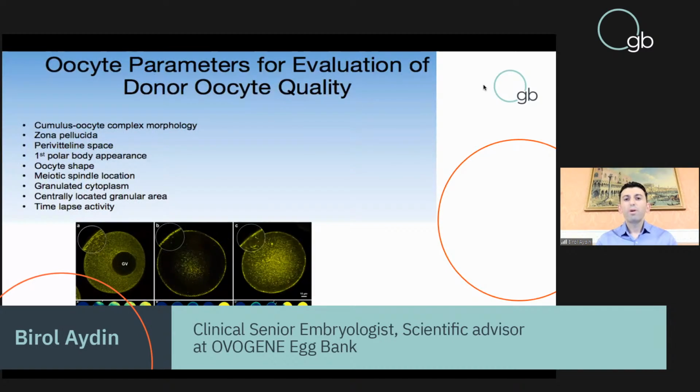So firstly, let's go through the oocyte parameters for the evaluation of donor oocyte quality. Of course, we are working with artificial intelligence, but what criteria does the algorithm use? Firstly, cumulus oocyte complex morphology, thickness of the zona pellucida, diameter of the perivitelline space, first polar body appearance and morphology, shape and diameter of the oocyte, meiotic spindle location and visualization, granulated or non-granulated cytoplasm, the centrally located granular area we are measuring, and the time-lapse activity of the oocytes.